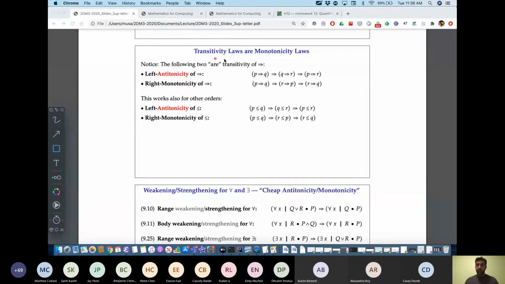So, as I said a moment ago, transitivity rules can be thought of as antitonicity or monotonicity rules, depending on how you want to see them. So P is less than or equal to Q, and now the Q moves to the left side and P goes to the right side. But of course, this is just a transitivity rule. P is less than Q and Q is less than R, therefore P is less than R. Okay, so you've already seen some of these tonicity rules before in the guise of transitivity. They happen to coincide in particular settings.